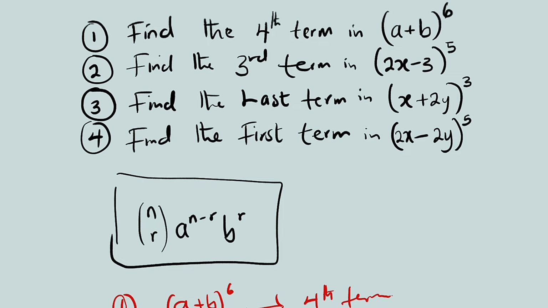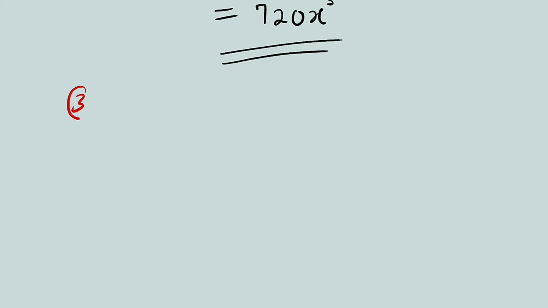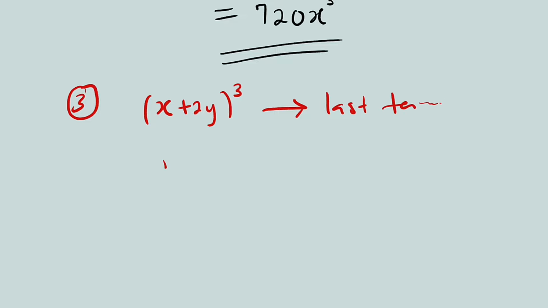Problem number 3, we are looking for the last term in the expansion of x plus 2y to the power of 3. So let's write the data. N is equal to 3 here. Then R is equal to 3 as well, because in the last term, R is equal to N. That's what you should know. Then A is X, B is 2Y.